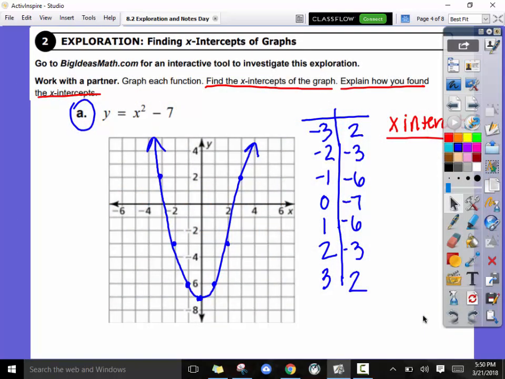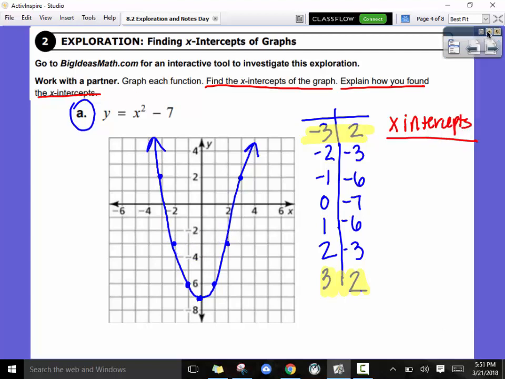Okay, for A, you should have something that looks like this. I did go and extend my table to include a couple more values here because I wanted to find those x-intercepts, and when I just was at -2 and +2, my graph didn't extend far enough. So now going to find the x-intercept, I know the x-intercept is when the graph crosses the x-axis, so right about here and here.